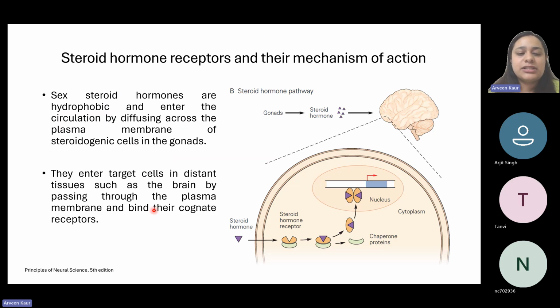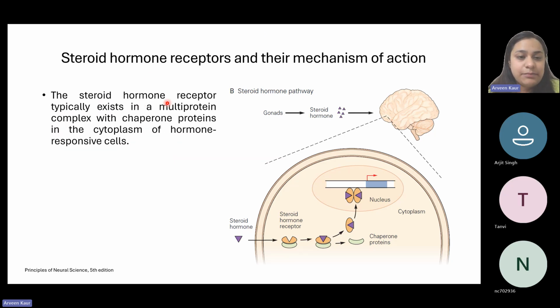So even distant tissues such as brains, they enter the target cell by passing through the plasma membrane and bind their cognate receptors, right? Steroid hormone receptors are generally present within the cell. These steroid hormones are hydrophobic, and they have this cholesterol backbone, so it is feasible for them to pass the plasma membrane, and inside the cell they will bind to their receptor, right? These receptors are generally not on the surface of the cell, they are inside the cell.